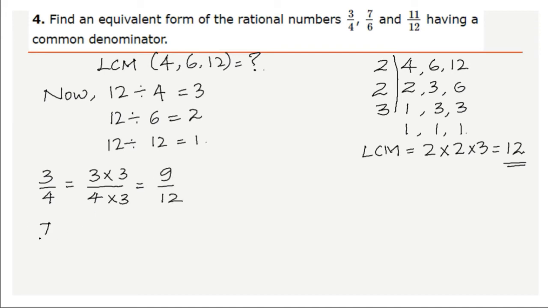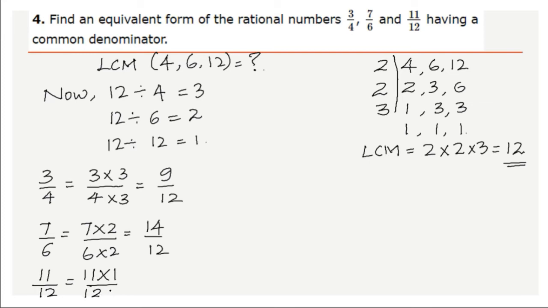For the second rational number 7 by 6, I will multiply both the denominator and numerator by 2. I get 14 upon 12. Same time, for 11 upon 12, we need not multiply anything, or you multiply with 1. We get 11 upon 12. Now these three rational numbers 9 by 12, 14 by 12 and 11 by 12, they have the common denominator as 12.